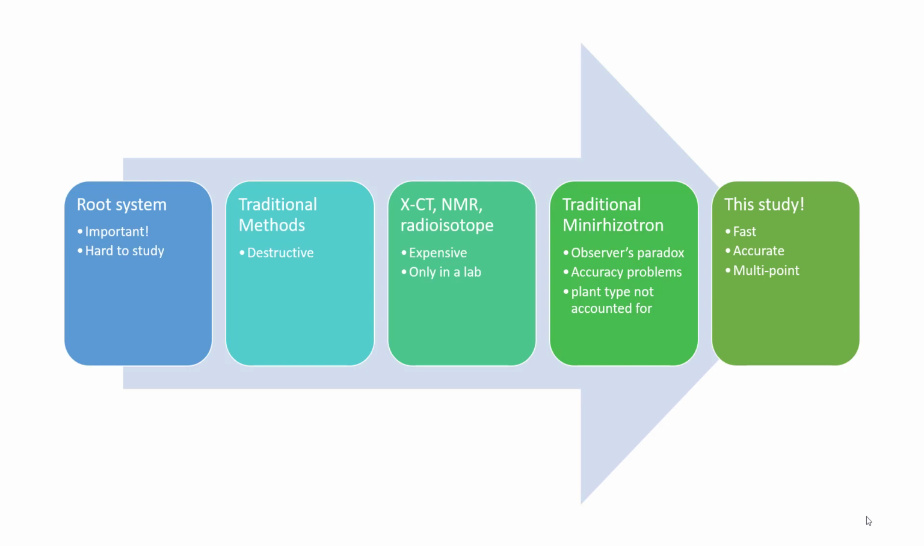So we have the minirhizotron, which is the traditional one. Unfortunately, it had problems of the observer's paradox, that it actually disturbed what it was studying. It also had problems with accuracy, which were improved, but then one gap is that it didn't account for the plant type. So people didn't correlate their designs with particular species of plants.